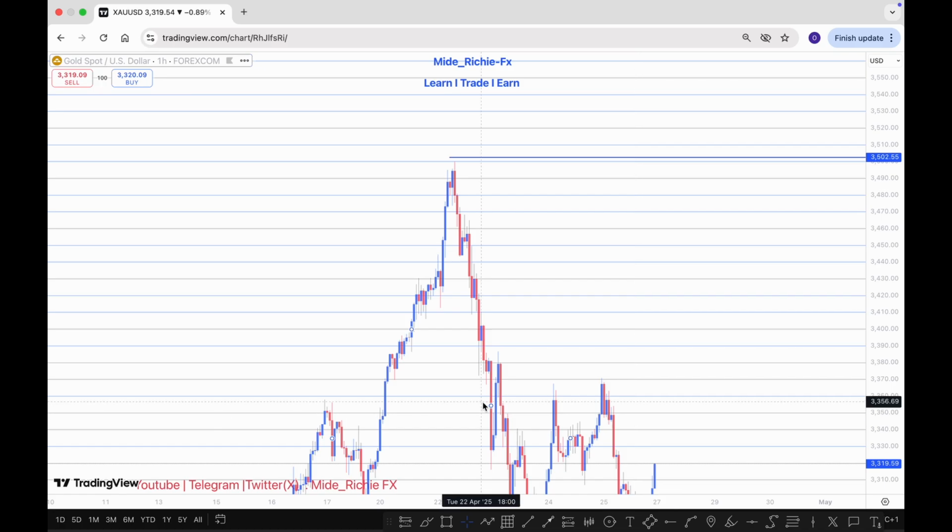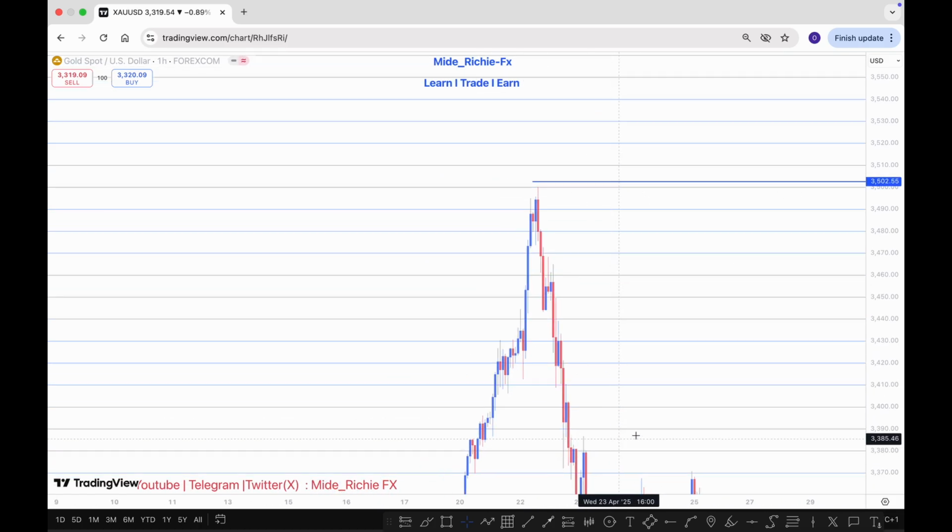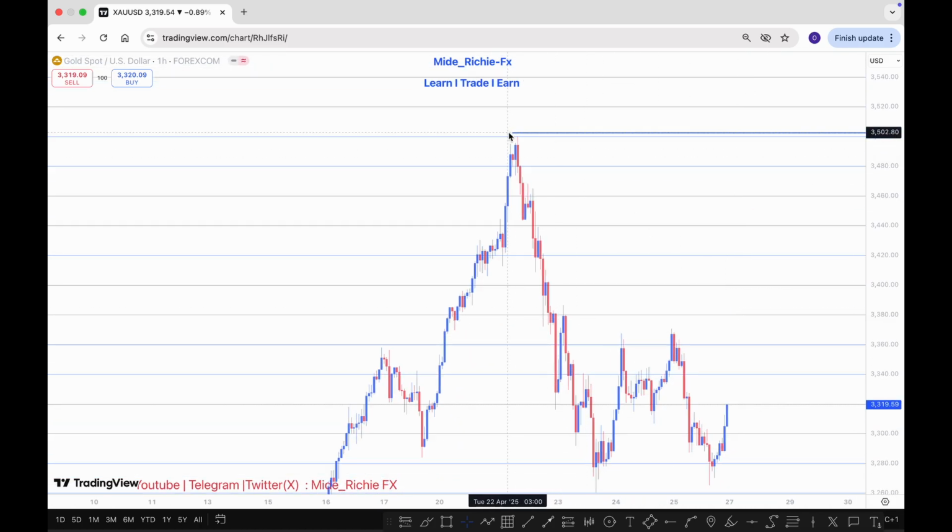So for example, first things first, you need to mark out the internal structures and look out for supply or demand zones. You can see right here internally, we have this demand zone right here.